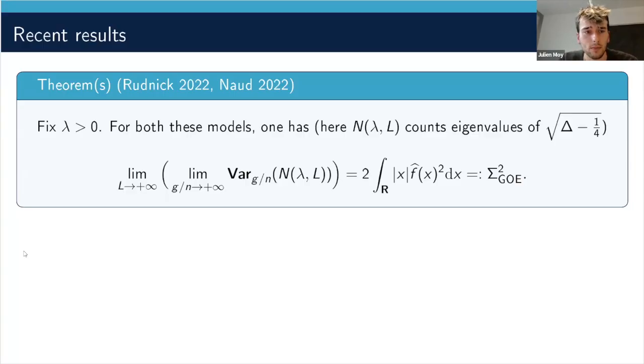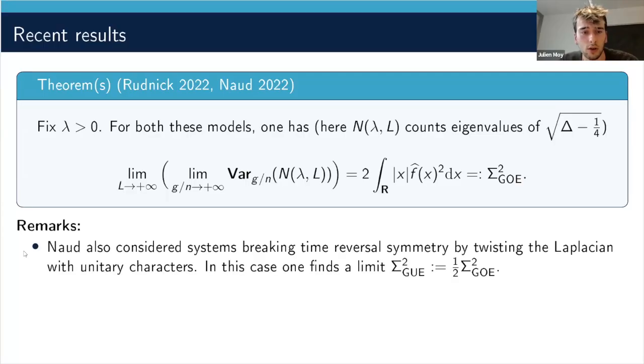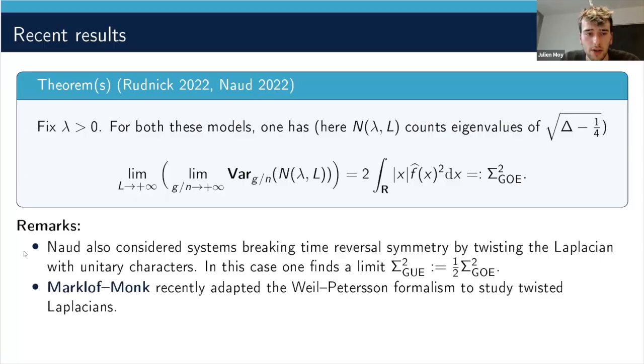So a few remarks. The first one is that Naud also considered some systems that break time reversal symmetry. This is done by twisting the Laplacian with some unitary characters. And in this case, one finds a limit that is half the GOE value of the variance. And this is actually the variance for the Gaussian unitary ensemble of matrices. And recently, Marklof and Monk adapted the Weil-Petersson formalism to study twisted Laplacians, and they also recovered the GUE result.